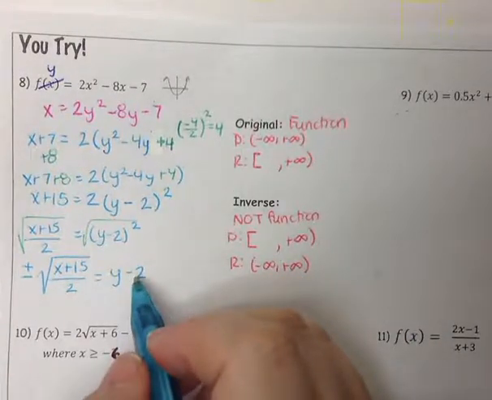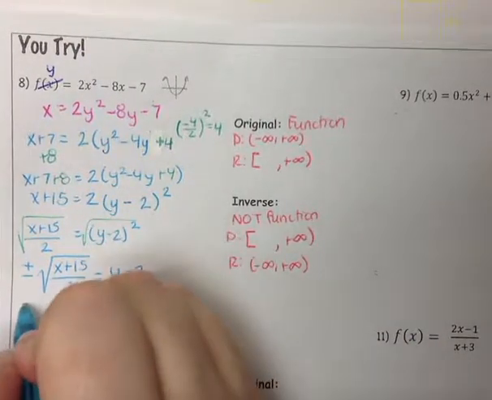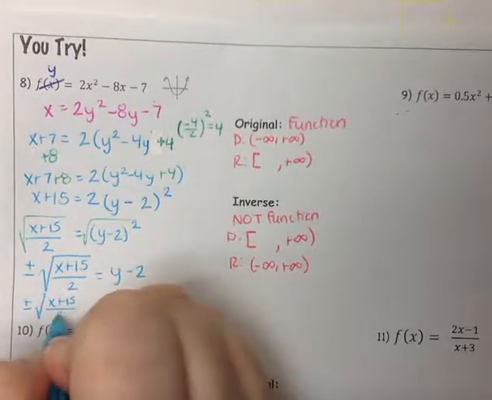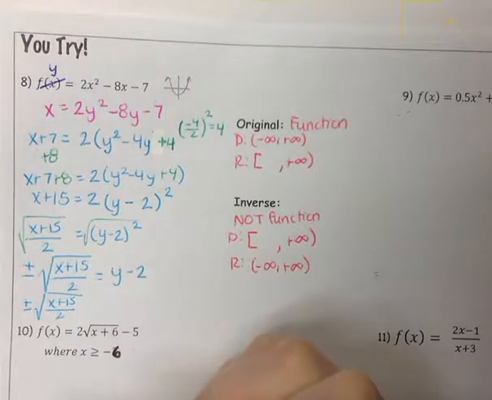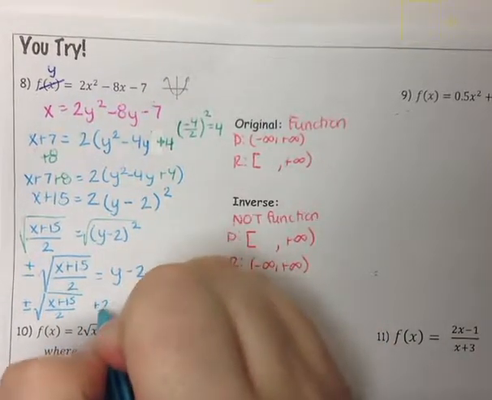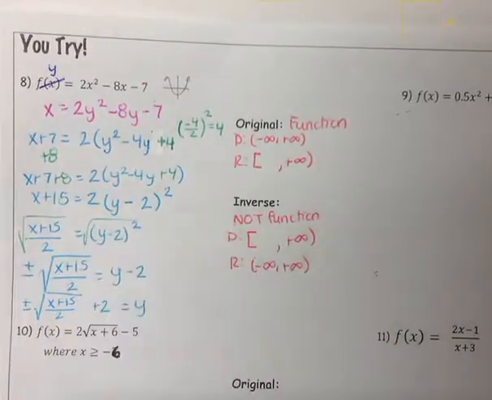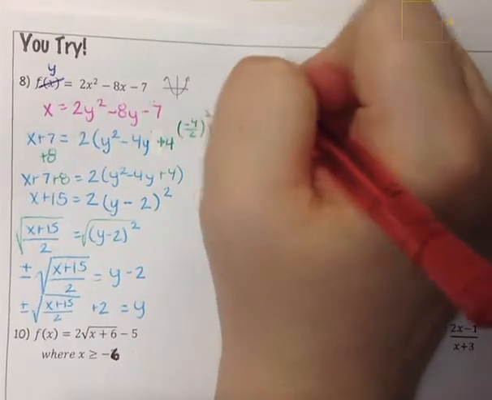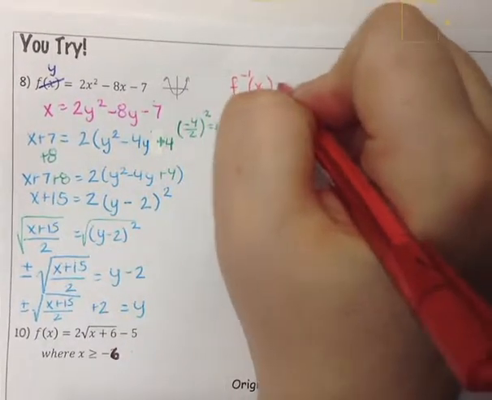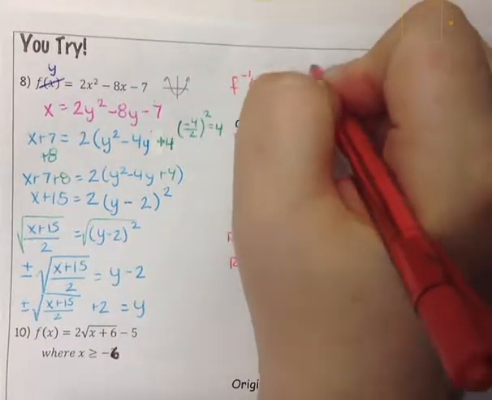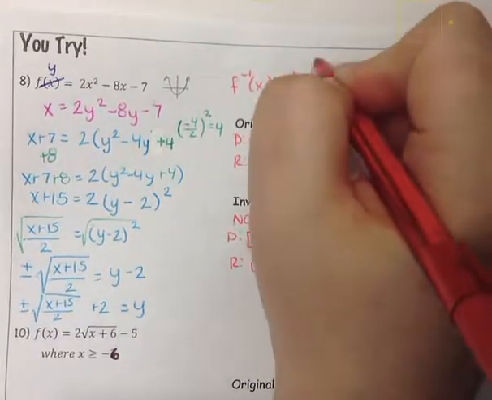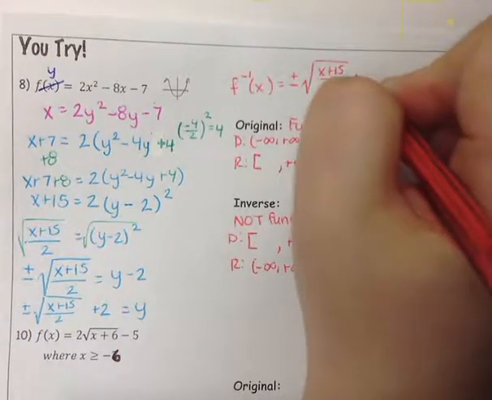Now to get the y by itself, we add the 2 to the other side. So we're going to keep that plus or minus the square root of x plus 15 all over 2. So all of that is inside the radical. Then we're going to have adding 2 to the outside is equal to our y. So our inverse equation is going to be f inverse of x is equal to plus or minus the square root of x plus 15 all over 2, plus 2.